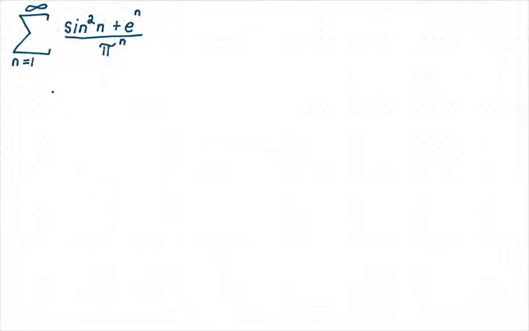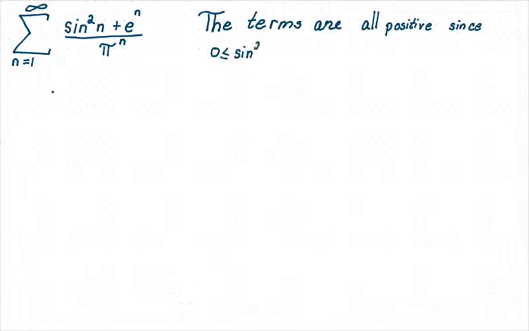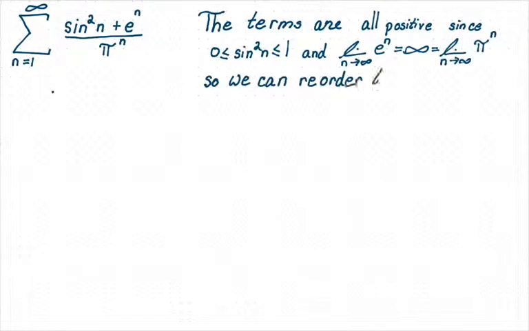So I'm going to start by noticing that the terms in this series are all positive, because sine squared is positive or non-negative, and those limits tend to infinity. And if a sequence tends to infinity, then it's going to end up being positive eventually. In fact, every single term in this series is positive, but you just need to show that they are eventually always positive. And what that does is it lets us reorder the terms.